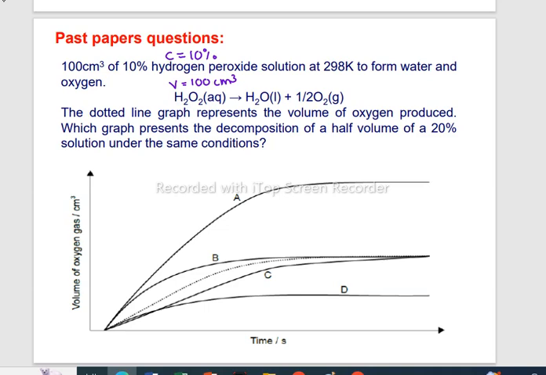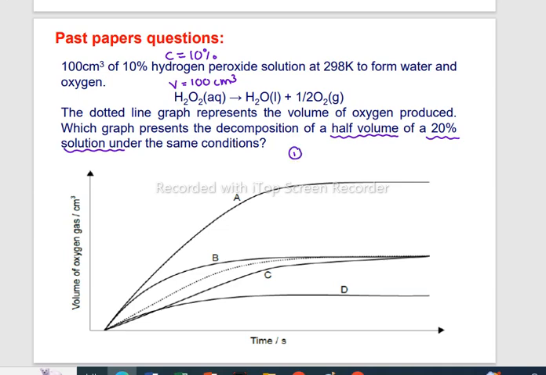At 298 Kelvin to form water and oxygen. The dotted line graph represents the volume of oxygen produced. Which graph presents the decomposition of half the volume of 20% solution under the same condition? This is a very nice question. Okay, let's start together with looking at the first question.